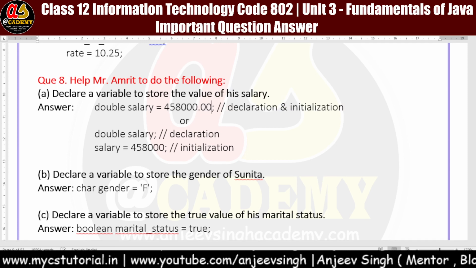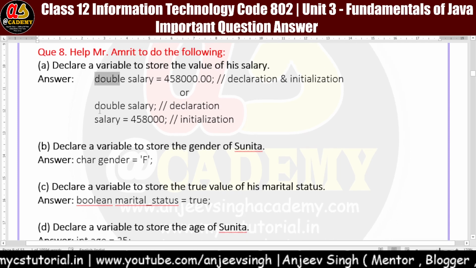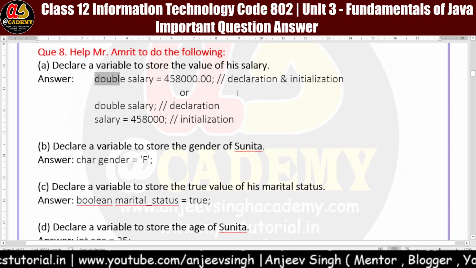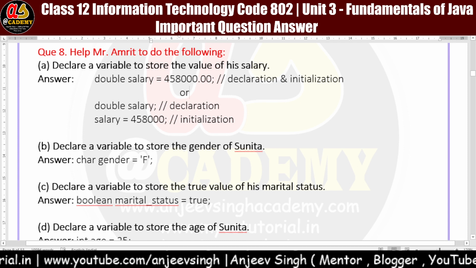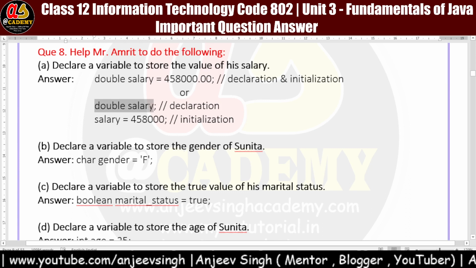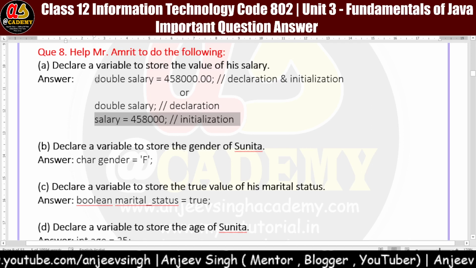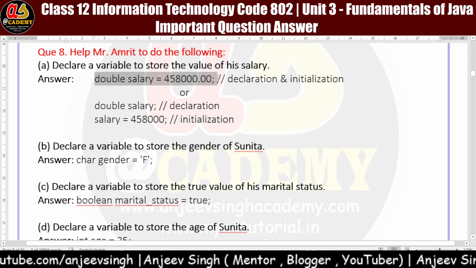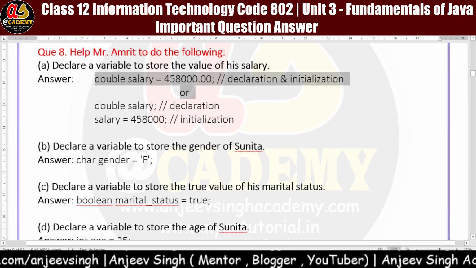If you want to give .00, because I have declared double here, you can give this also. Double salary, salary is equal to this. So we can do this declaration and initialization because it's asked you to store the value of his salary. So you can do it in two steps also. First declare the variable and then initialize the value to the variable, or you can do the same thing in one step, in one instruction statement, that is called declaration and initialization.